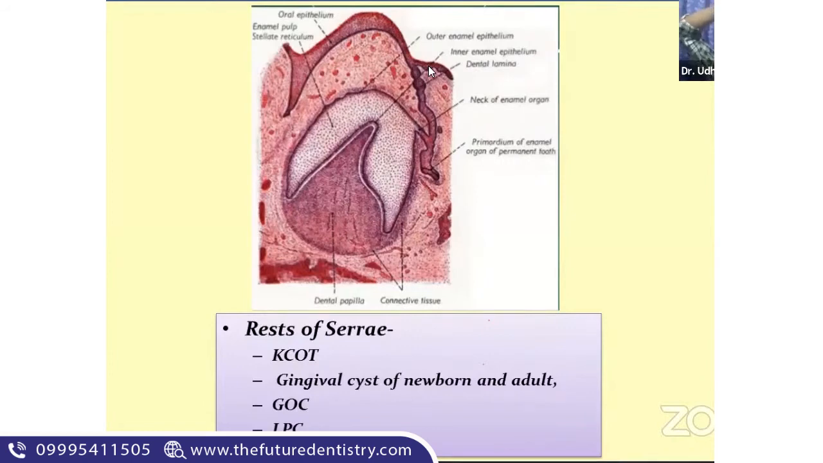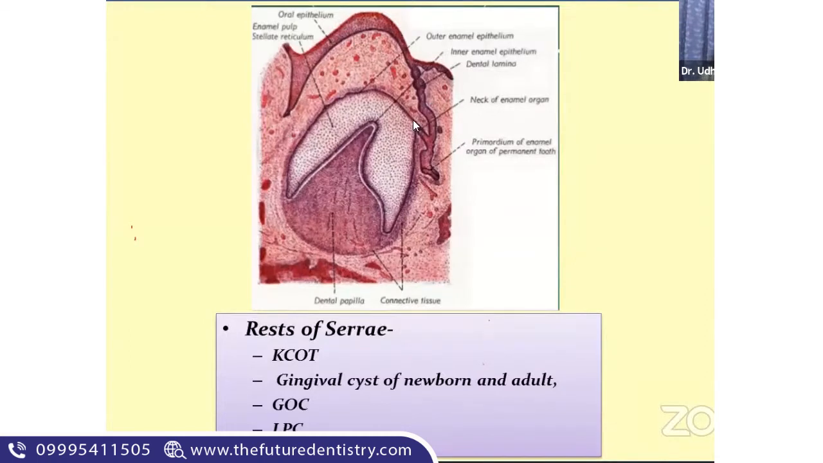At this point, it is connected to the surface epithelium by a strand of cells called the dental lamina. Once the tooth bud has formed, this strand of cells gets cut. So the tooth bud comes to lie as an independent, individual, self-sufficient entity within the ectomesenchyme. There it starts undergoing specialization. So in the meantime, what happened is this group of cells got cut, isn't it? It's like a ribbon cutting. So these cells became rests.